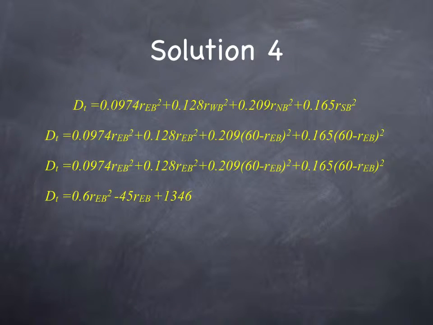Now, we take our total delay expression and we can rewrite it in terms of our red time on the eastbound approach and simplify this using standard algebra, and we get our total delay is 0.6 times our red time on the eastbound approach squared minus 45 times our red time on the eastbound approach plus 1,346.